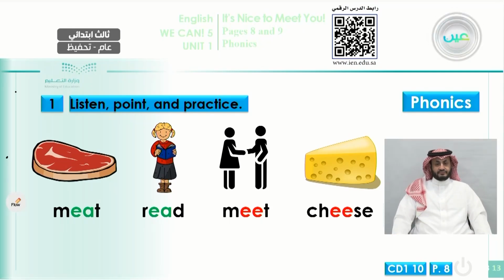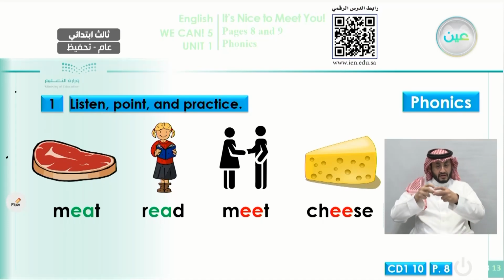Let's practice. Number 1, meat. Meet. Number 2, read. Number 3, meet. Number 4, cheese.